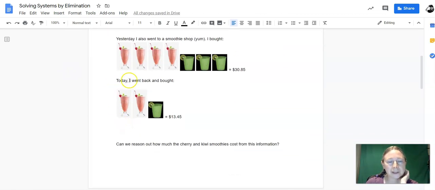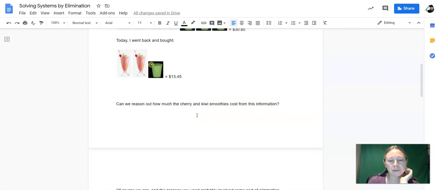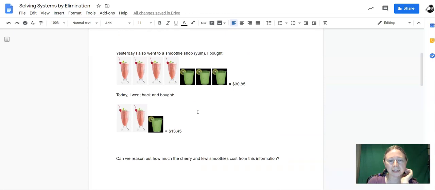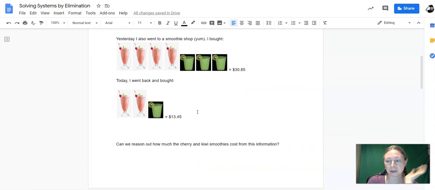So yesterday I went to a smoothie shop, love smoothies, and I bought 4 cherry smoothies and 3 kiwi smoothies, and it cost $30.85. Next day I went back and I bought 2 cherry smoothies and 1 kiwi smoothie, and it cost me $13.45. So do I have enough information to figure out how much the cherry and kiwi smoothies cost from this information? Pause again, see if you can figure it out.